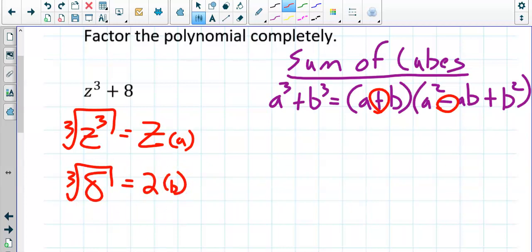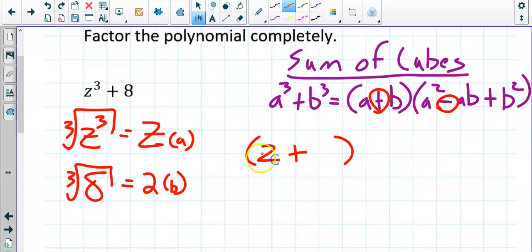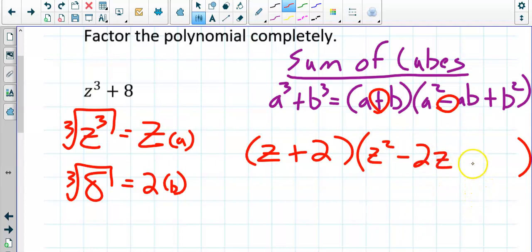All you have to do is fill in the parentheses. So our first parenthesis is what plus what? Z plus 2. Our second parenthesis, filling it in: Z squared minus 2Z plus 4. Done.